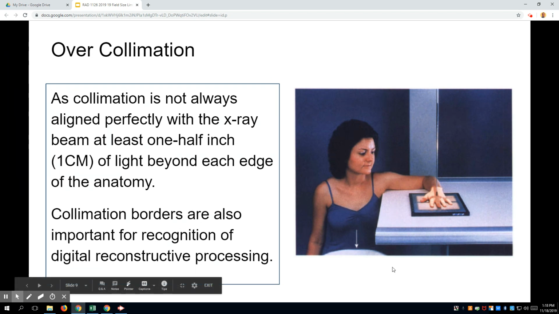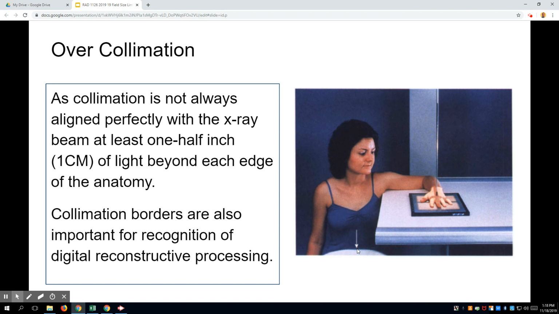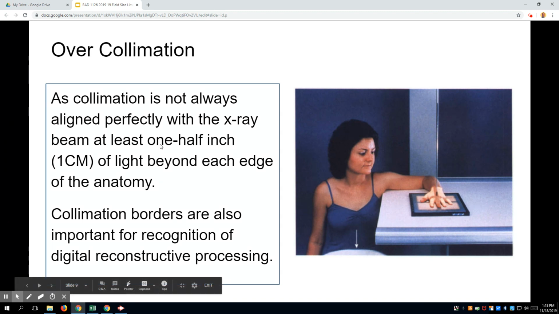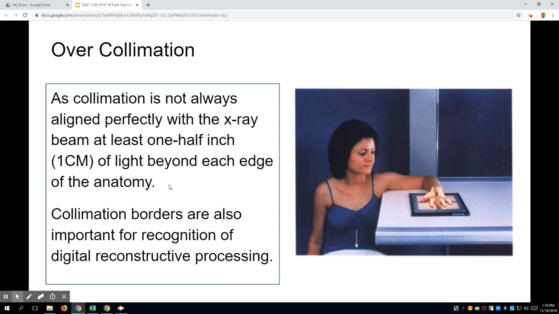So here's an example of, she's probably like a grandma because she's been in Merrill's for a long, long time. But we really should be at least half an inch or about a centimeter of light beyond the edge of the anatomy. I don't want you to go off the deep end and collimate too much, right? You don't want to cut anatomy. You need to still show the soft tissues, right?